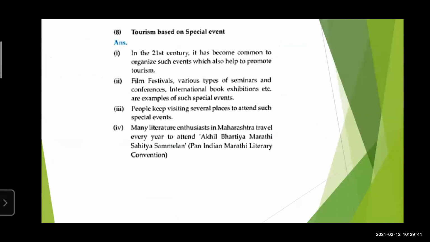Then you have a short note on tourism based on special events. In the 21st century, it has become common to organize such events, which also help to promote tourism. Second point, film festivals, various types of seminars and conferences, international book exhibitions, etc. are examples of such special events. Third point, people keep visiting several places to attend such special events. Fourth point, many literature enthusiasts in Maharashtra travel every year to attend the Akhil Bharatiya Marathi Sahitya Sammelan, that is, the Pan-Indian Marathi Literary Convention.